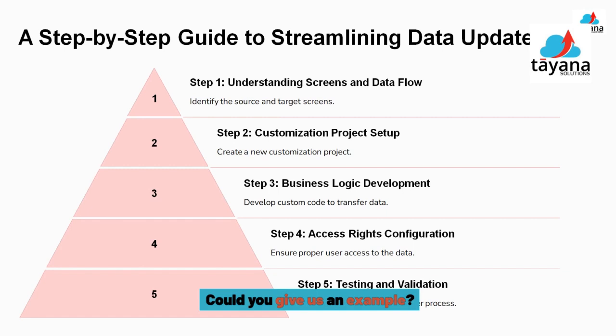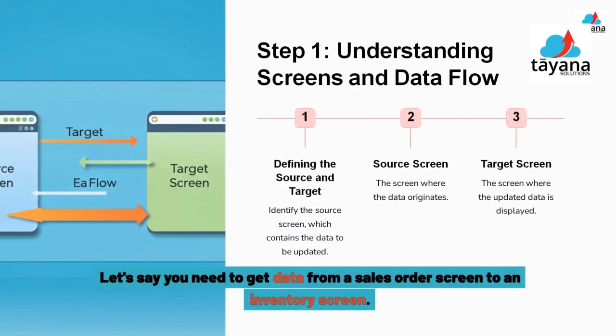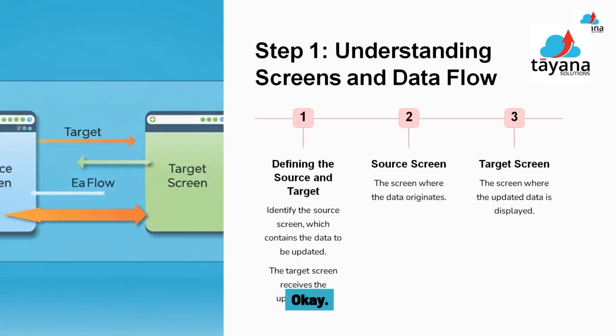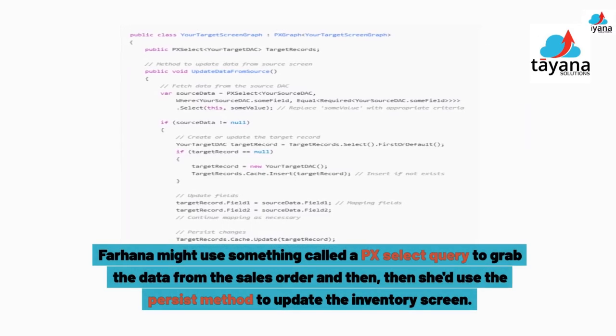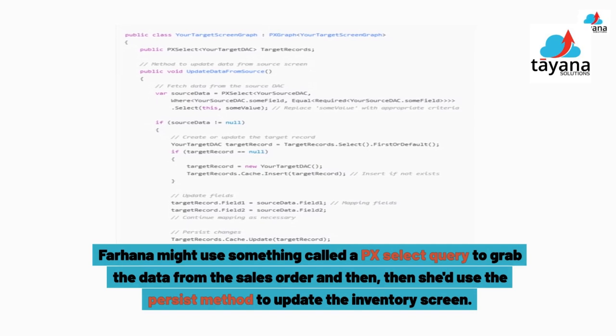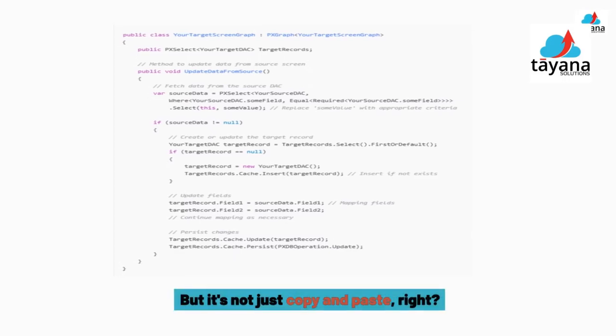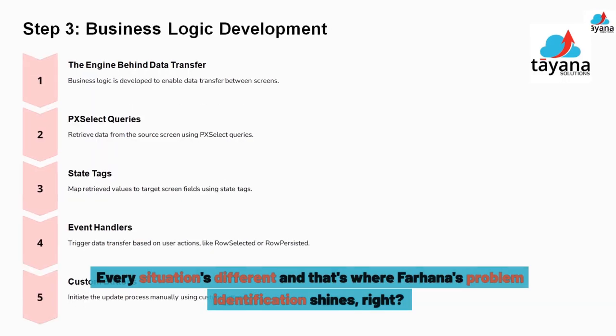Could you give us an example? Let's say you need to get data from a sales order screen to an inventory screen. Farhana might use something called a PX select query to grab the data from the sales order. And then she'd use the persist method to update the inventory screen. Got it. But it's not just copy and paste, right? Definitely not. Every situation's different.